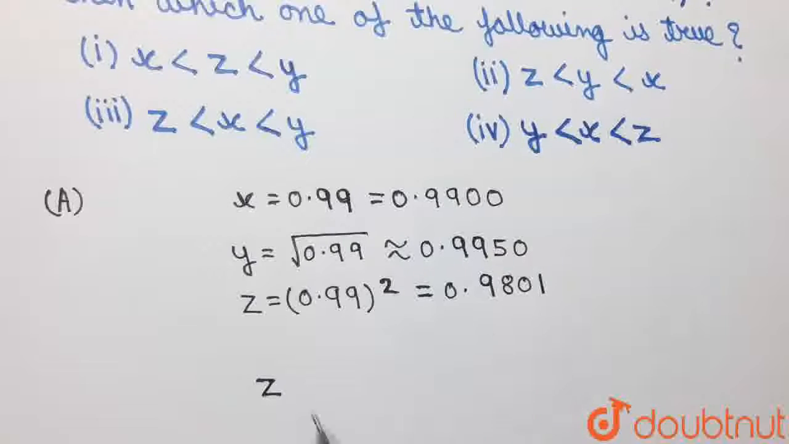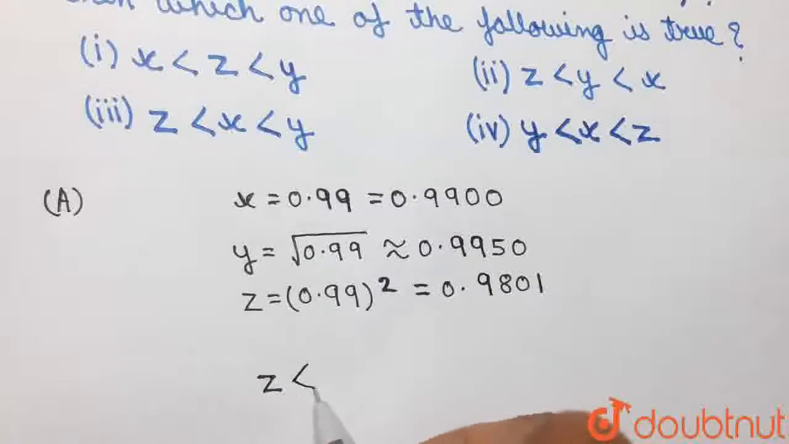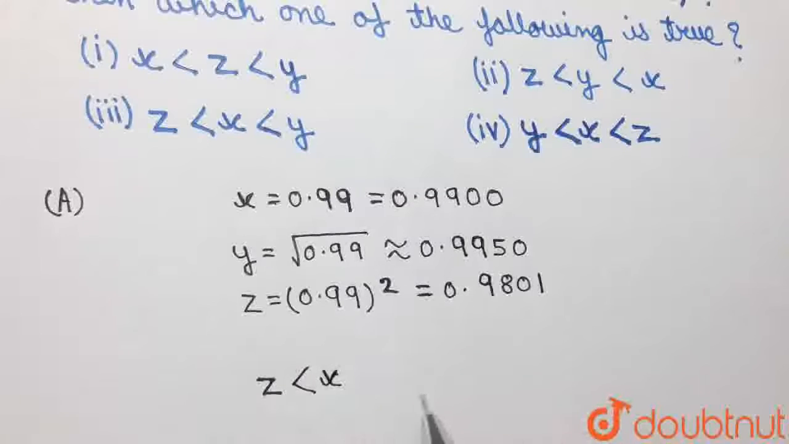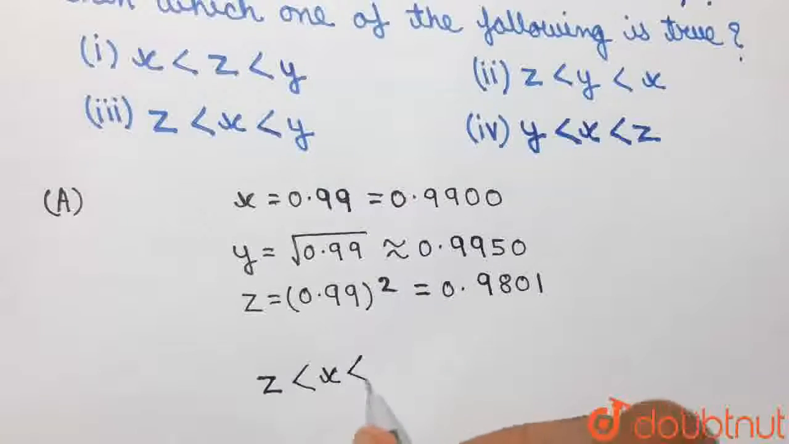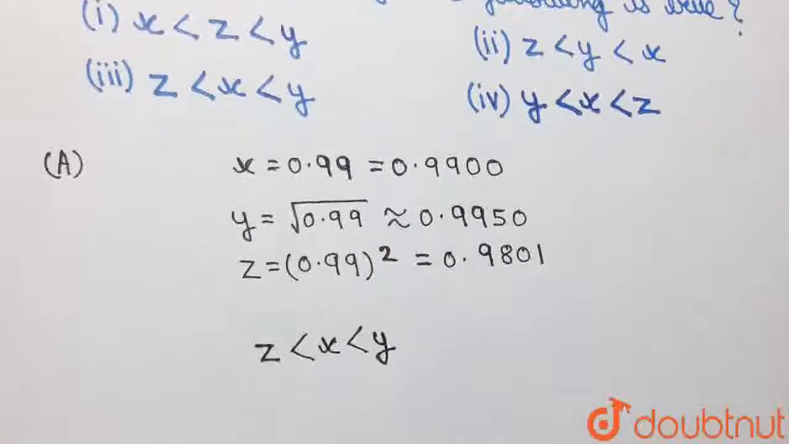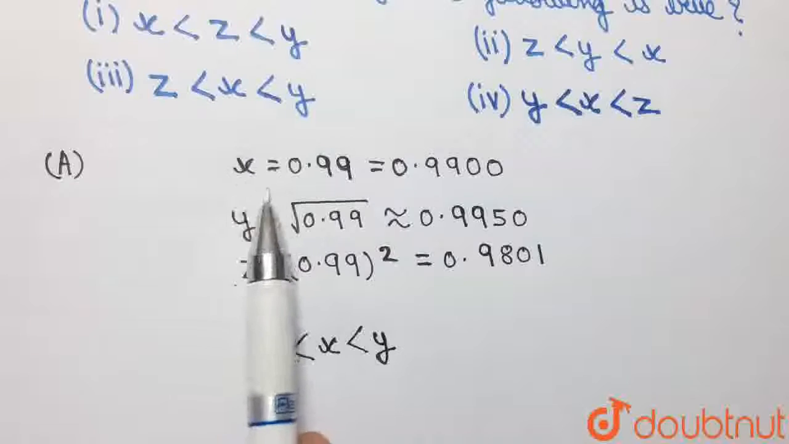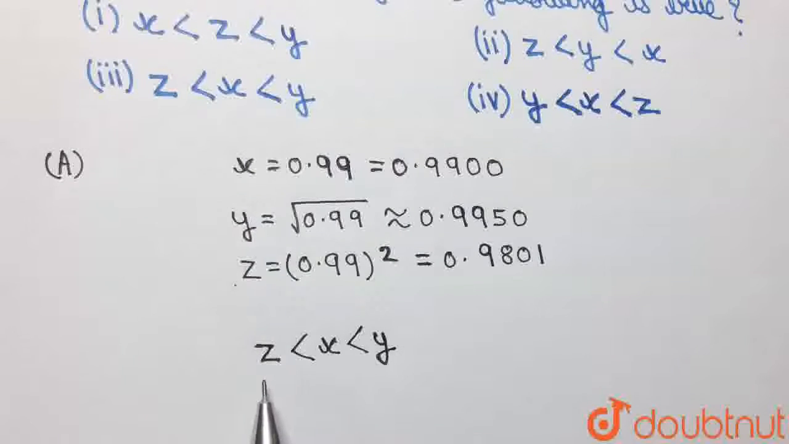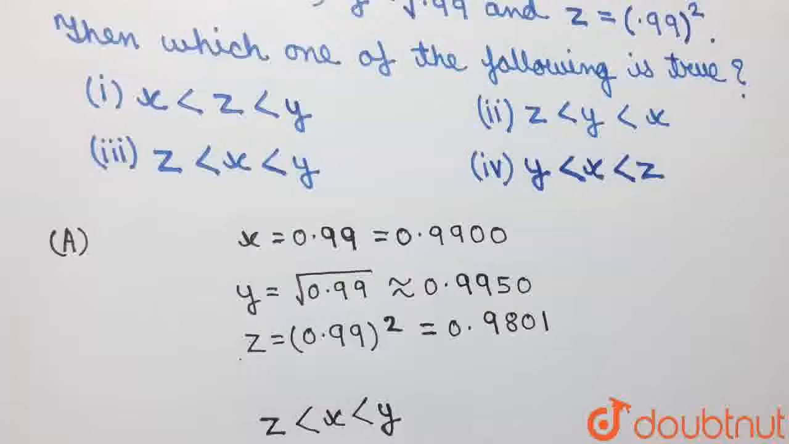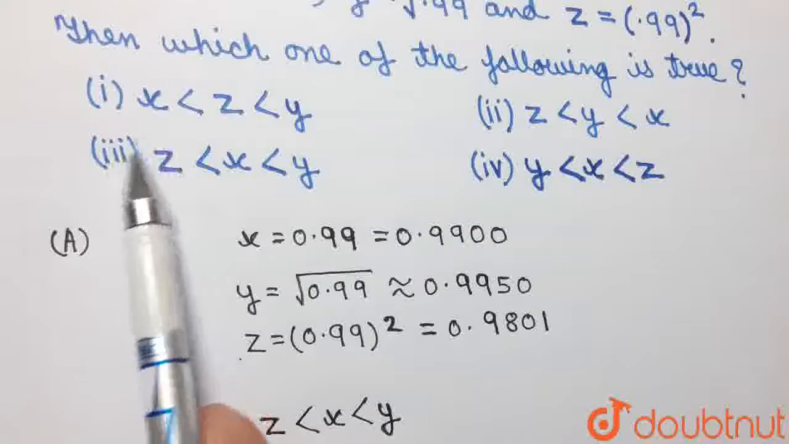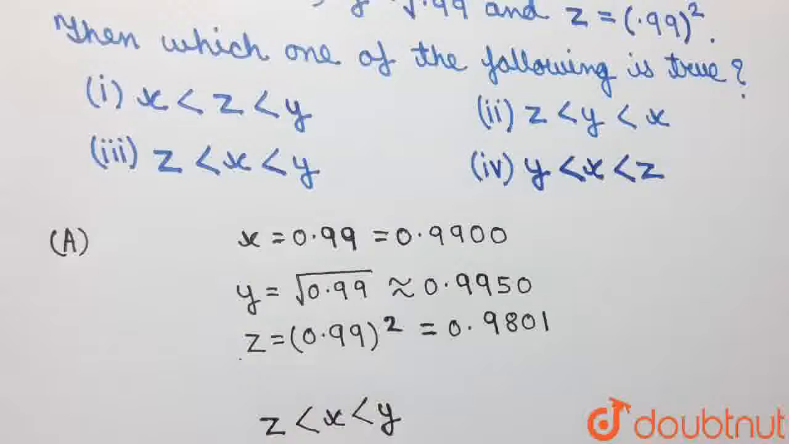So we can write that z, which is the least value, is less than x, and as we had concluded that x is less than y, we can write x less than y. Okay, so this is our conclusion. Z is the least value, y is the maximum value, and x is the intermediate value, and hence we can write z less than x less than y, which is the correct answer. And going through the options, we can see that option 3 is the correct option.